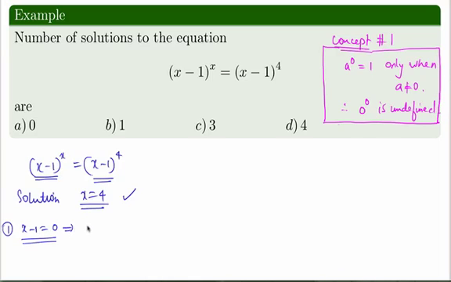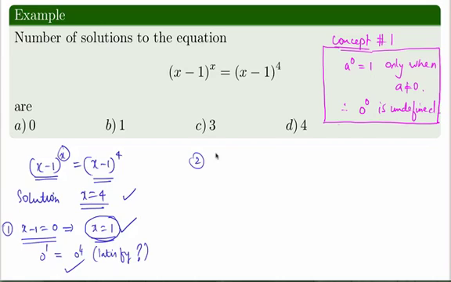So if x minus 1 is 0, that means x will be equal to 1. That means the power here is 1. So what kind of a structure do we have? 0 raised to 1 is equal to 0 raised to 4. And does it satisfy? Is it true? Yes, it is true. 0 raised to 1 is equal to 0 and 0 raised to 4 is also 0. Hence x equal to 1 is also the solution.